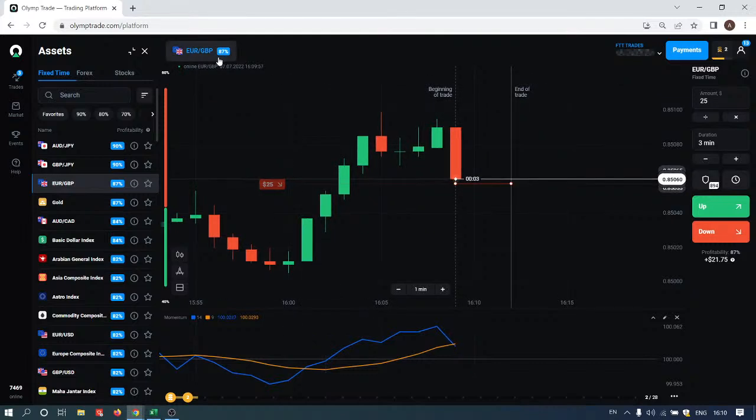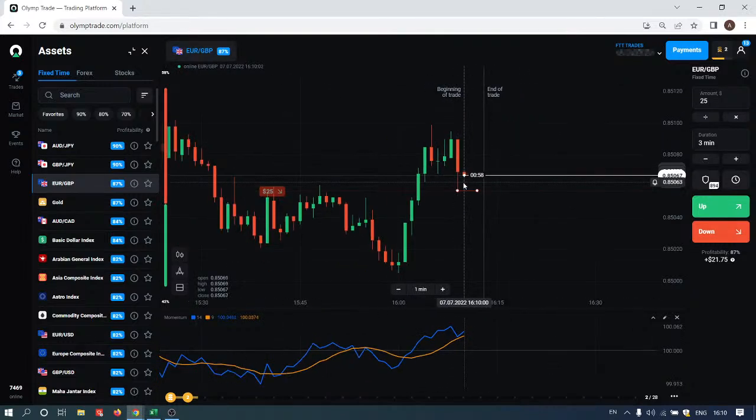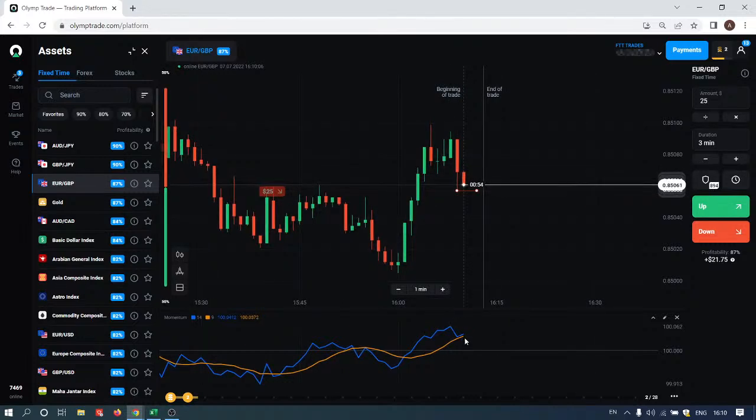So the euro against the Great Britain pound in the downwards direction, because we just saw this crossing. The crossing happened, and hence I opened the trade down.